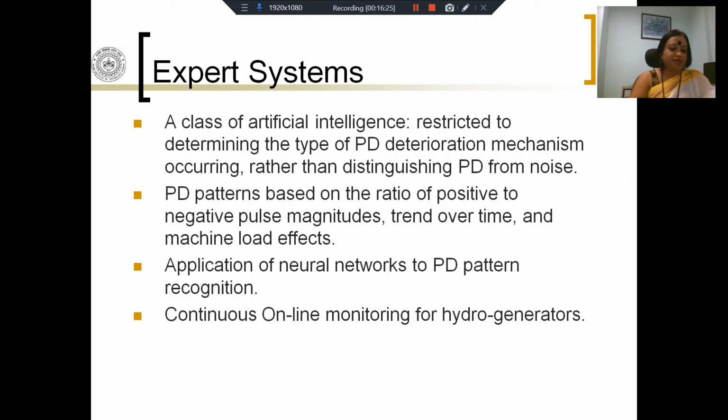The point is that the various kinds of defects within a solid insulation will give you typical patterns. And the patterns will give you an indication of what kind of defect it might be. But remember, here we are talking about a single discharge. If you have several discharges of the same kind or several discharges of different kind, the signals will superimpose on each other and you will not be able to get a pattern. So it is not an easy task.